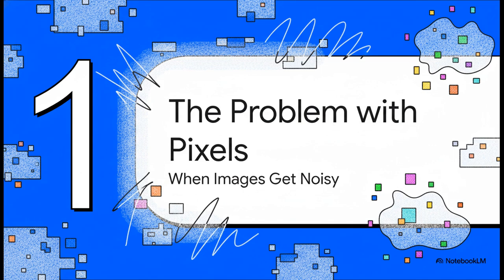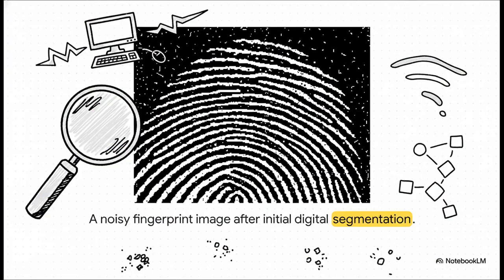Digital images, especially after a computer has already had a first pass at them, can get really noisy. Okay, check this out. This is supposed to be a fingerprint after a computer tries to isolate it from the background. That's a process we call segmentation. We're left with, well, this mess. You can see the main ridges, sure, but you've also got these random white pixels floating around, and you've got black holes breaking up the ridges themselves. If a computer's trying to get an accurate match, all this noise is a huge problem.